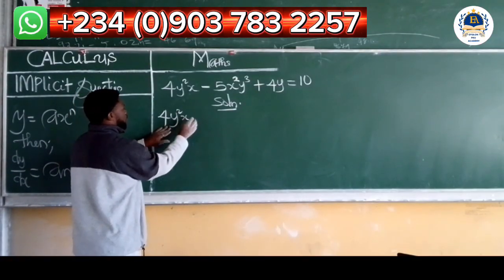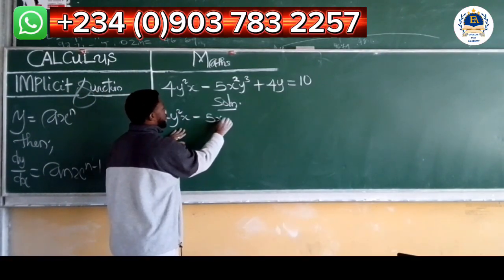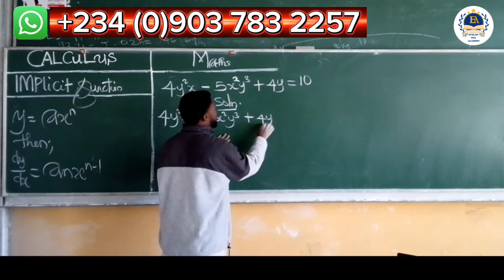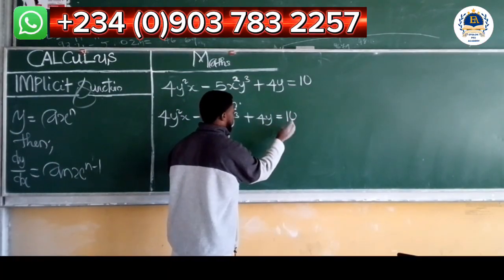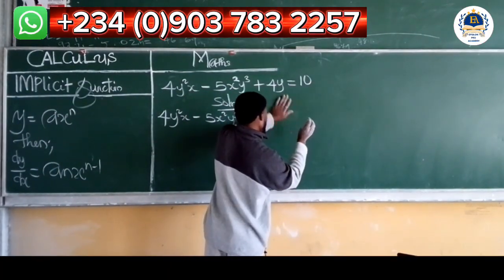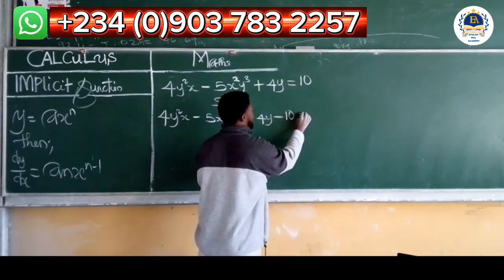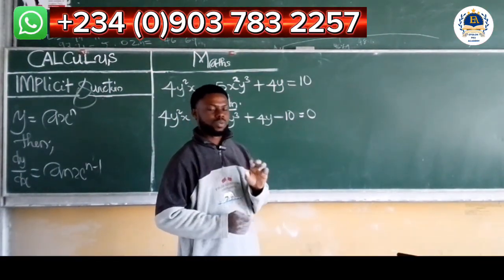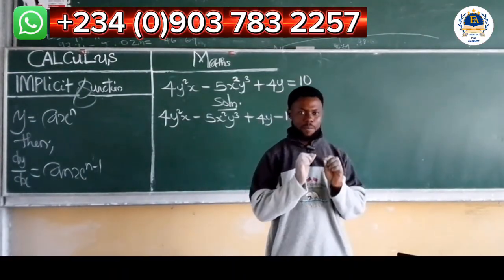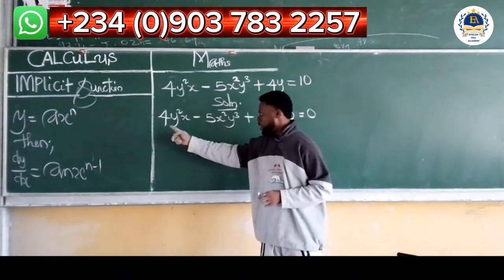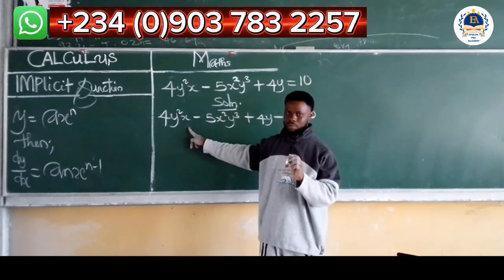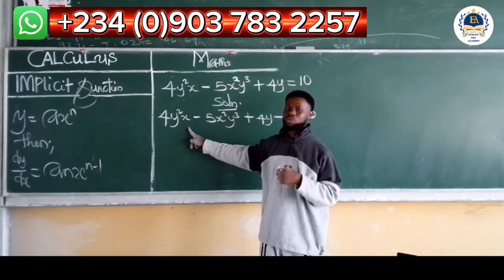So we have 4y squared x minus 5x squared y cubed plus 4y minus 10 is equal to 0. Now the next approach is to find the derivation of each of the respective terms on the board. Now the concept is very simple. If there is a term with two different variables present, we must differentiate that term twice, with respect to x and also with respect to y.